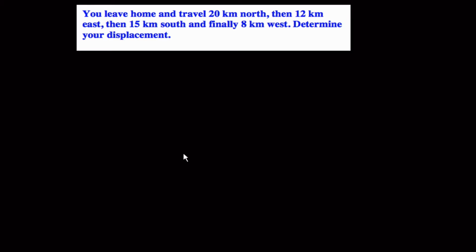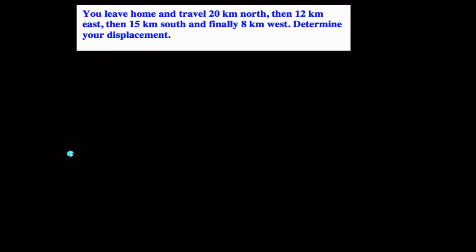So here's the second problem. You leave home, you go 20 kilometers north, then 12 kilometers east, then 15 south, and finally 8 kilometers west. Determine your displacement. This problem is a lot easier if you take care to make sure that you're drawing this vector diagram neatly and try to draw it proportionally. So determine your displacement. It doesn't say relative to where, so we'll assume it's relative to your starting point.